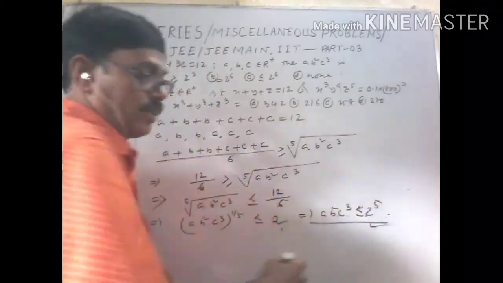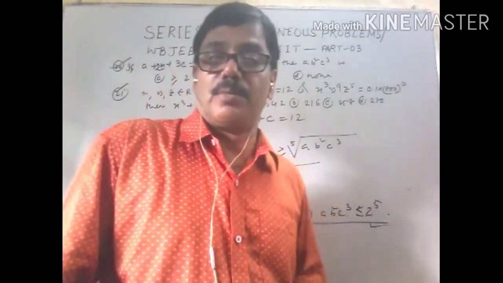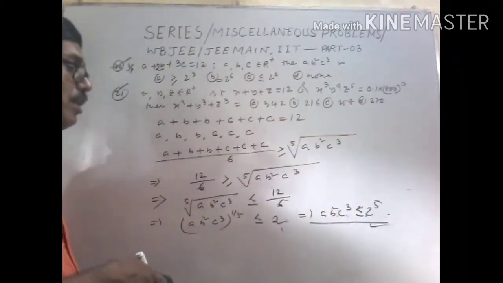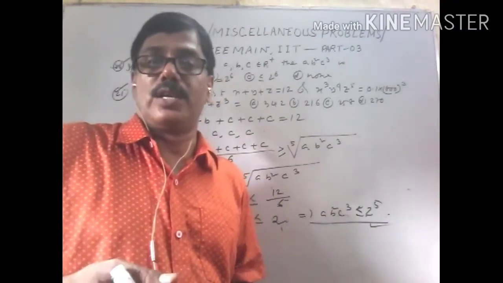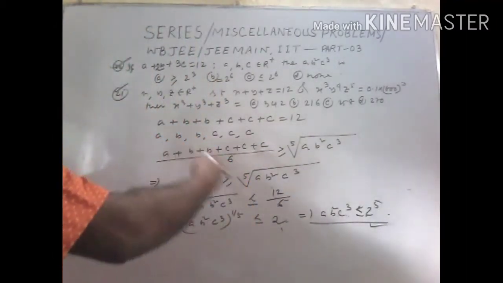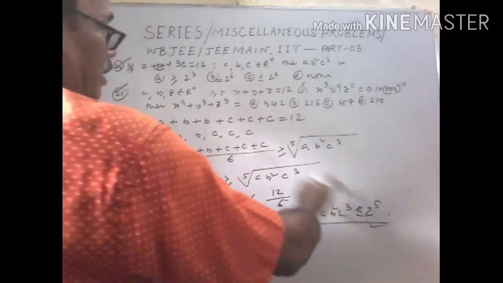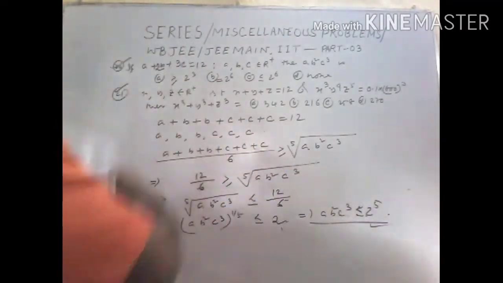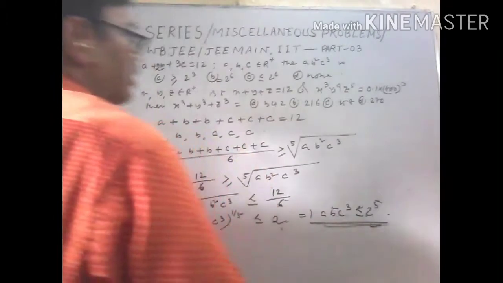Product value is less than. That is why we are getting maximum value. In general, we get minimum value if we get AM greater than GM. Here GM is less than or equal to AM and AM is given. So a plus 2b plus 3c. That is why we are getting maximum value.